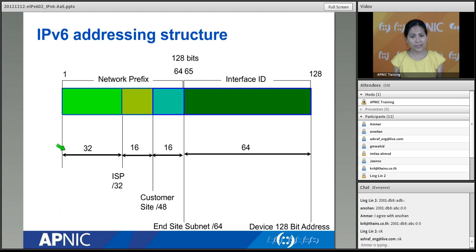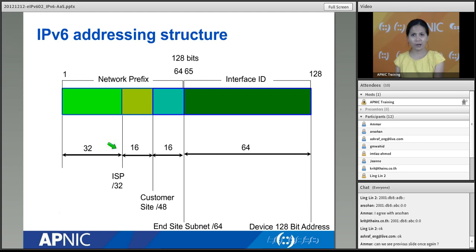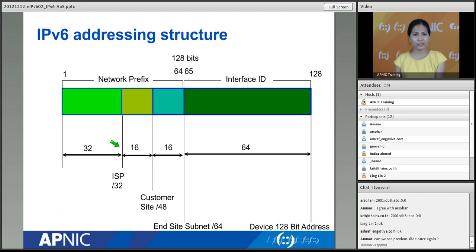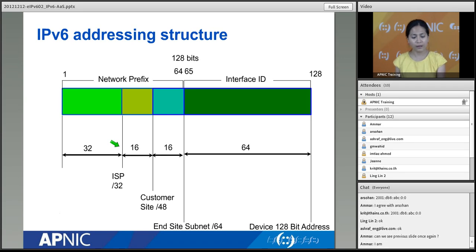How many can an ISP get? How many of you here are working for service providers? If you already have an IPv6 address block, then most likely you would have got a slash 32, okay? A slash 32 IPv6 block. Let me just finish with this particular slide and then we can go back to the previous one, okay? So I hope that's okay.